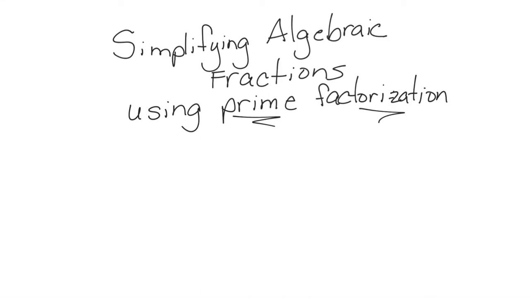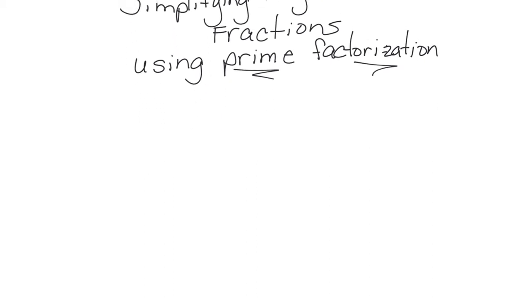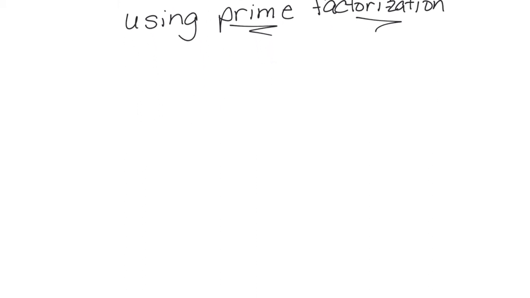In this video, I'm going to talk to you about simplifying algebraic fractions using prime factorization. Before I begin, I'm going to review how to simplify a basic proper fraction. If I start with 12/20ths, we look for the greatest common factor of 12 and 20.